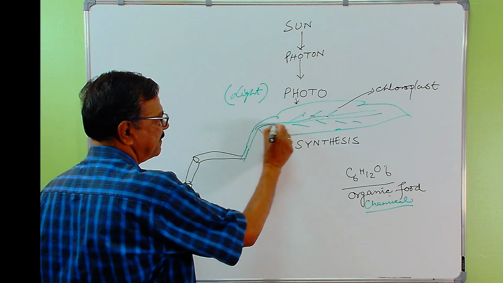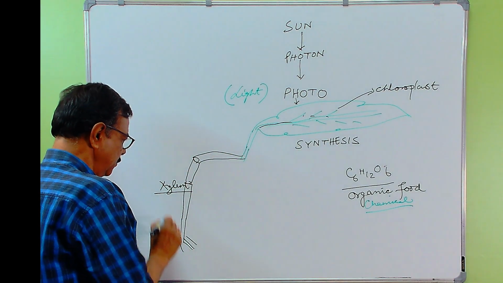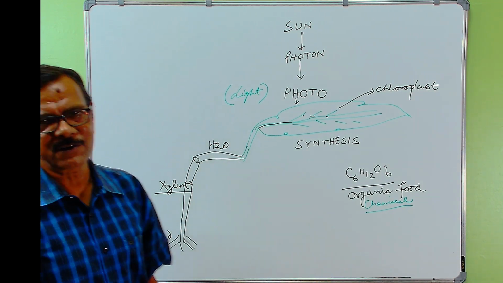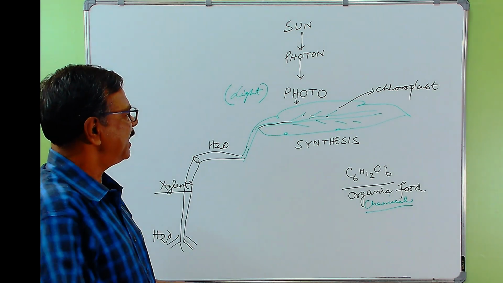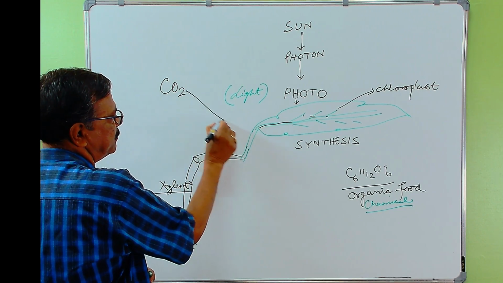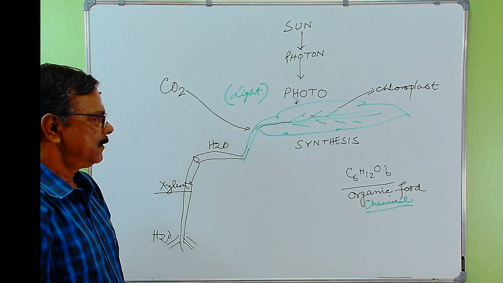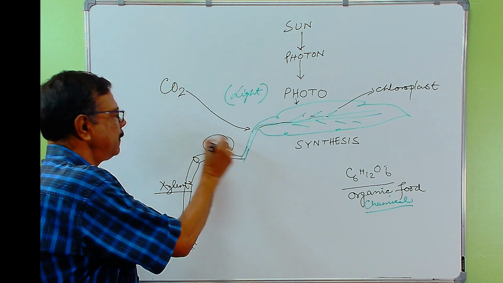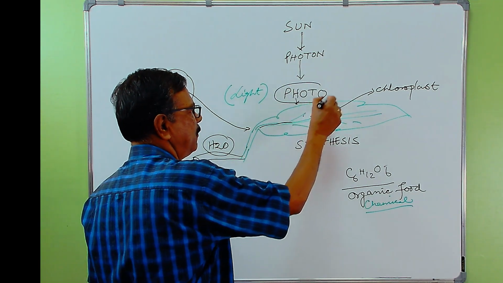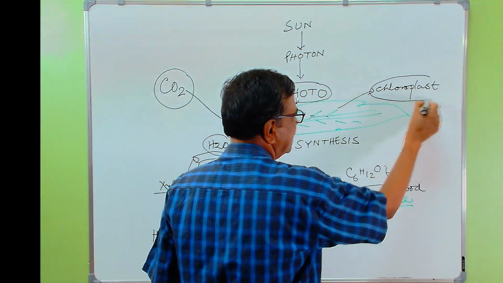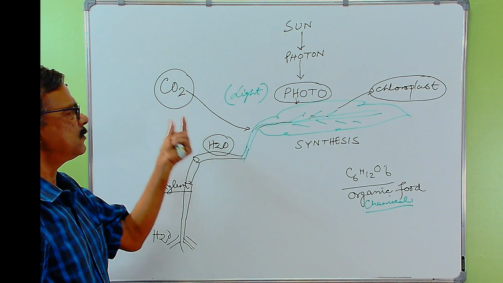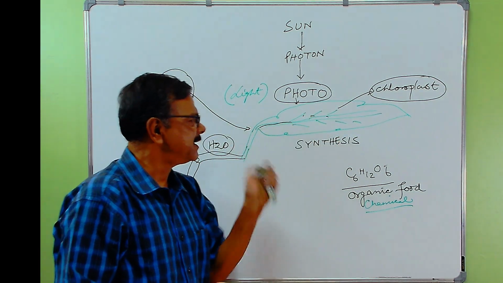It reaches here, and with the help of H2O, so another component we have got is H2O. This is also not sufficient. Again, another thing is required, that is CO2. It also comes here. So with the help of this H2O, this CO2, this sunlight of photon, and this chloroplast, it is synthesized. So there are so many components: water, CO2, photon, chloroplast.